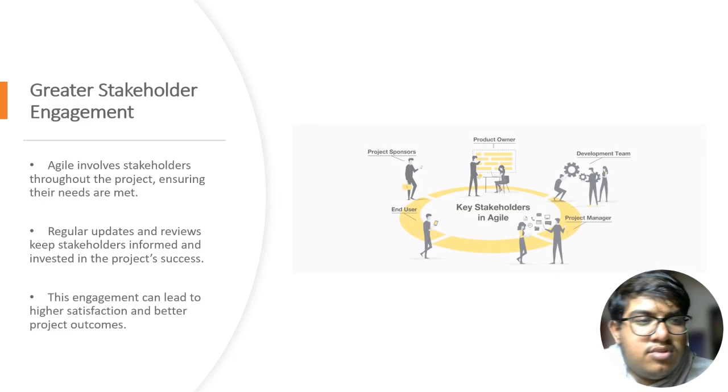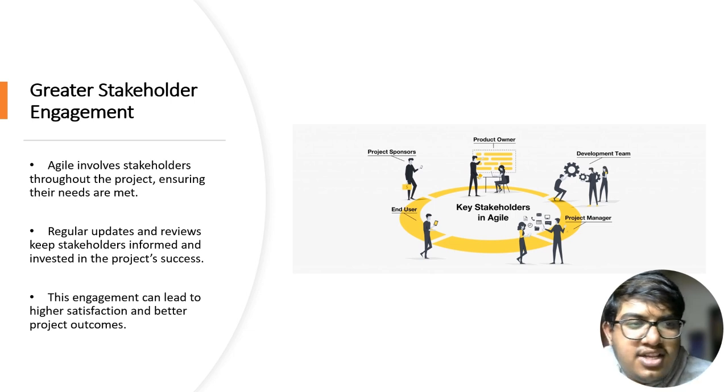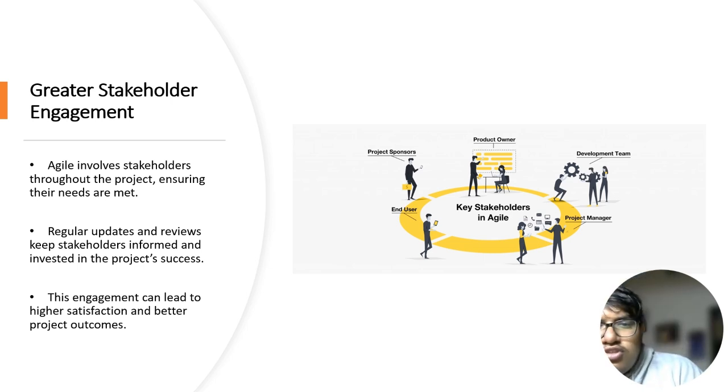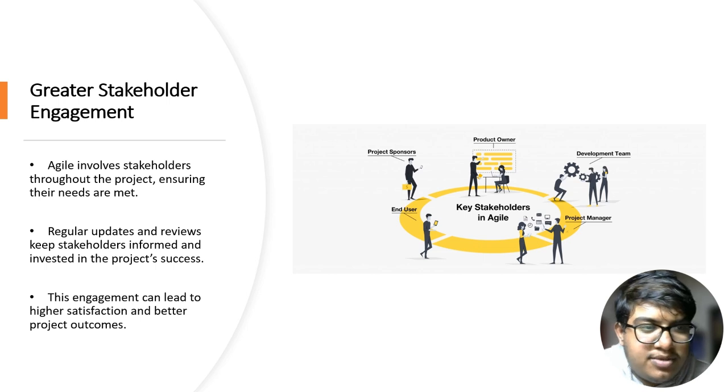Now, agile involves stakeholders throughout the project, ensuring their needs are met. As I mentioned, most of the time the stakeholders are with the developers to make sure their requirements are met all the time. Regular updates and reviews keep the stakeholders informed and invested in the project's success. They are always provided to the stakeholders so that they know what is happening, can keep track, and help the developers develop what they need. This engagement can also lead to higher satisfaction and better development of software, which leads to a better project outcome.